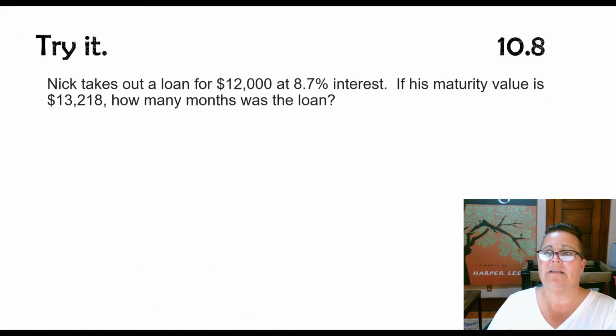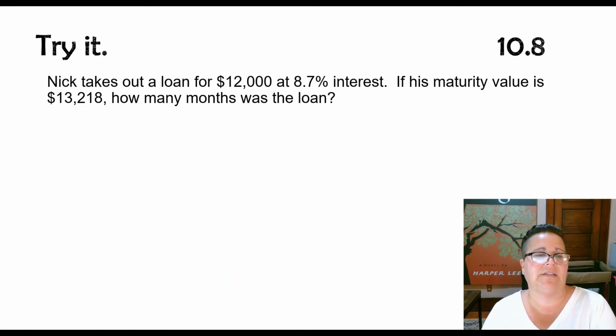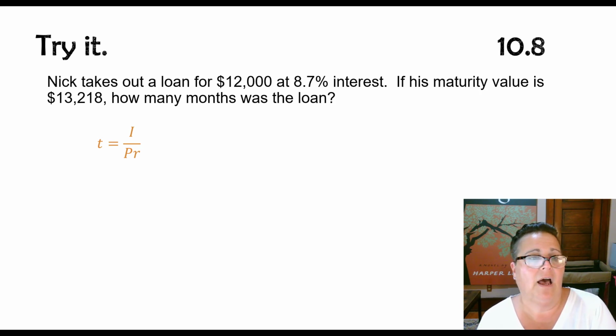Okay. Nick is going to take on a loan of $12,000 at 8.7% interest. If his maturity value is $13,218, how many months was this loan? Again, we know that time is interest divided by principal times rate. I have the principal at $12,000. I've got the rate at 8.7%. Interest, they did not tell me. But they did give me maturity value. And I know the principal.